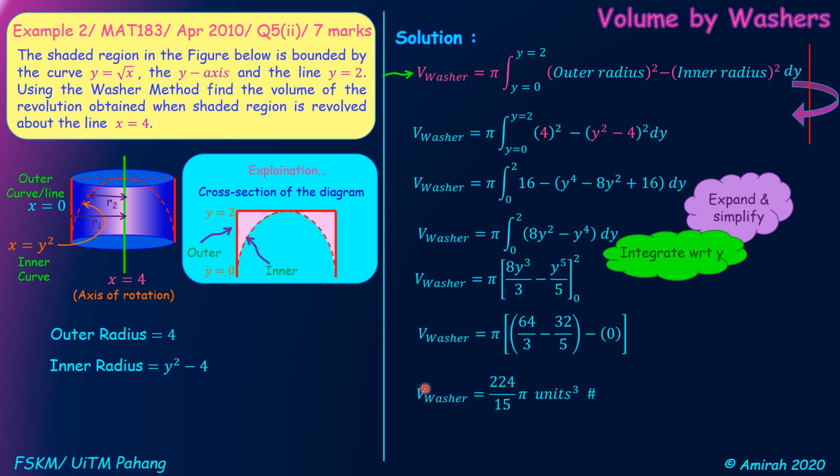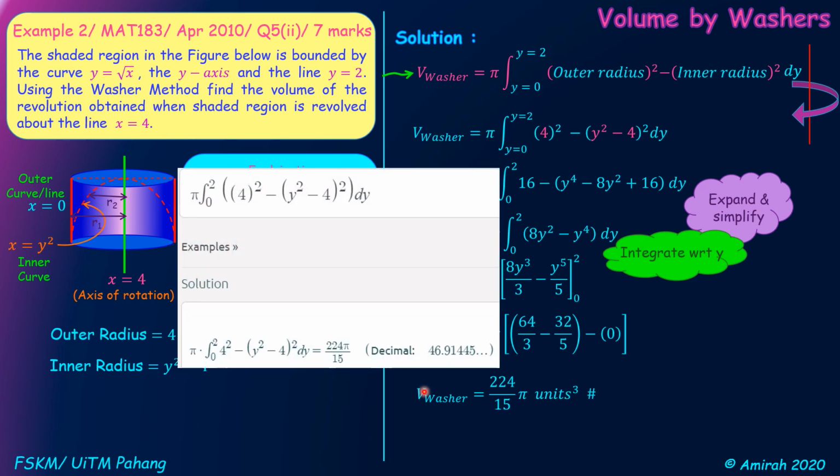Cubed here is for volume. We can check the final answer using Symbolab. From this point, when we set up the formula and substitute the outer radius and the inner radius here, we can check using Symbolab. Integrate from 0 to 2 of 4 squared minus, y squared minus 4, in brackets squared. After we press enter, we get 224 pi over 15 here.